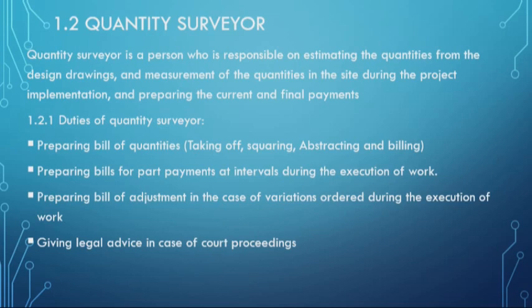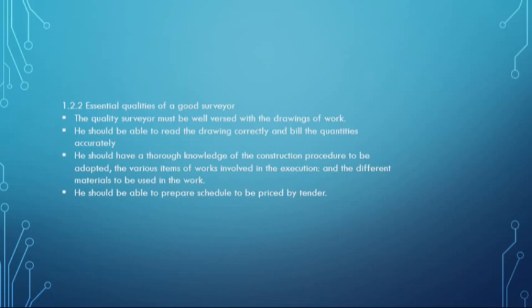What is the role of the quantity surveyor? What type of work will he or she do? Number one, preparing the bill of quantities, that is abstracting and billing. Number two, preparing the bill for the part payment at intervals during the execution of the work. Preparing the bill of adjustment in the case of variations ordered during the execution of work. Giving legal advice in case of court proceedings. So these are the duties assigned to the quantity surveyor.